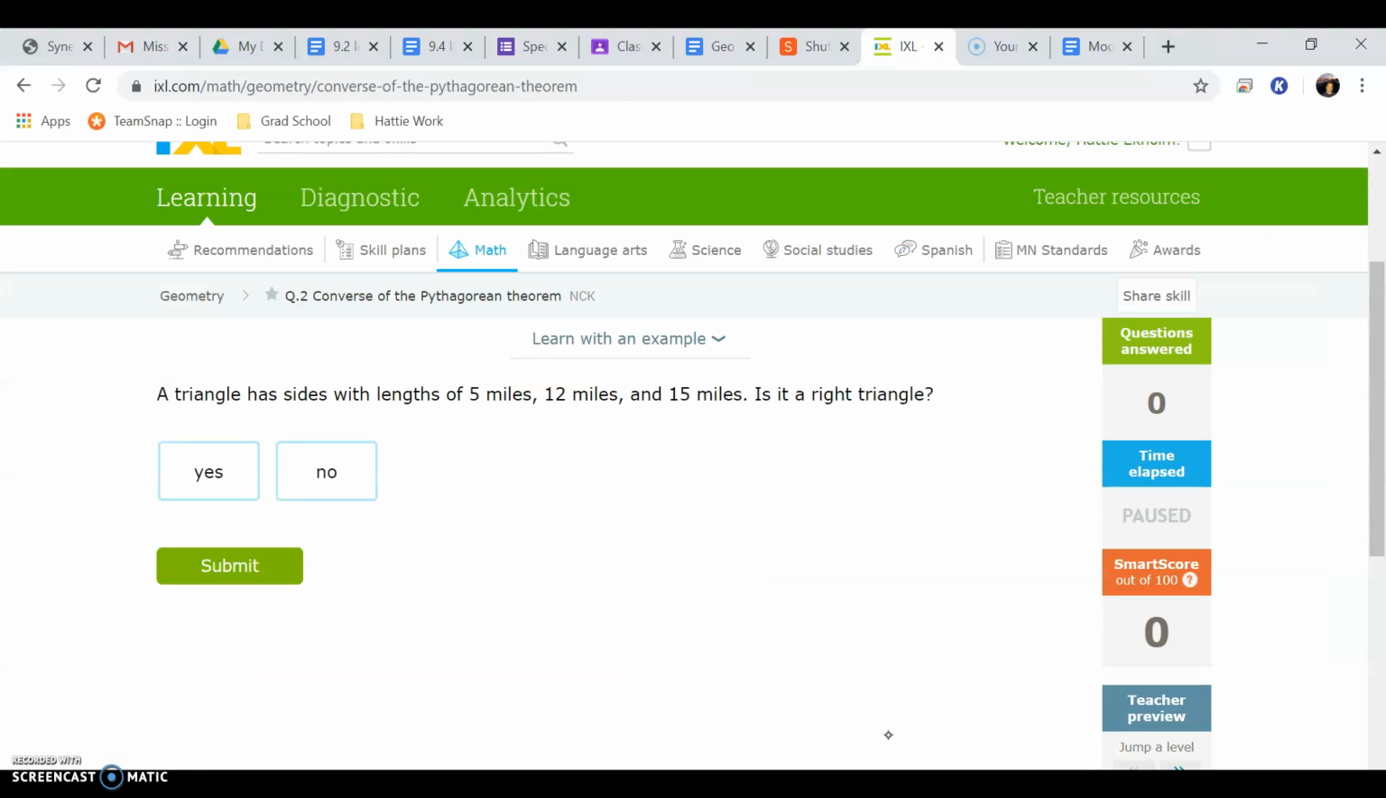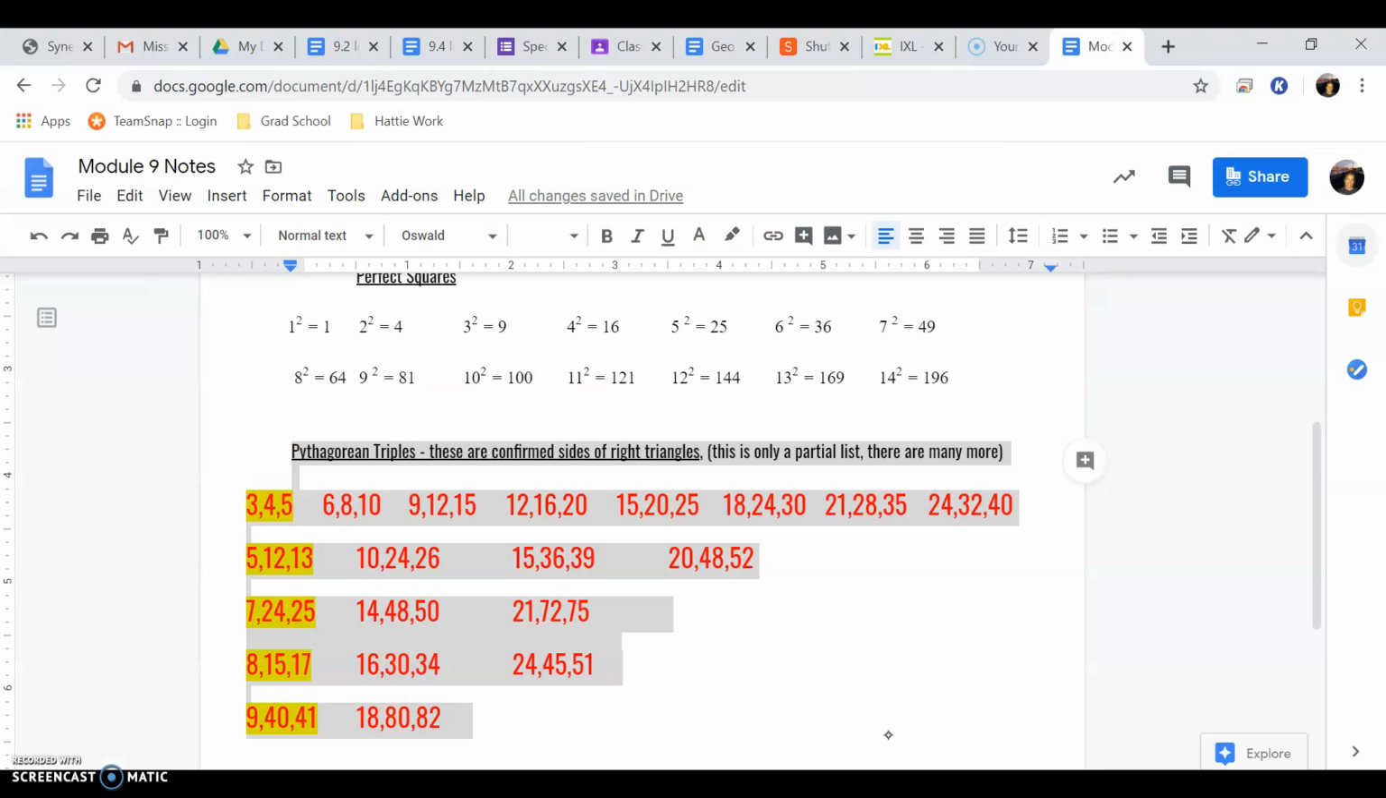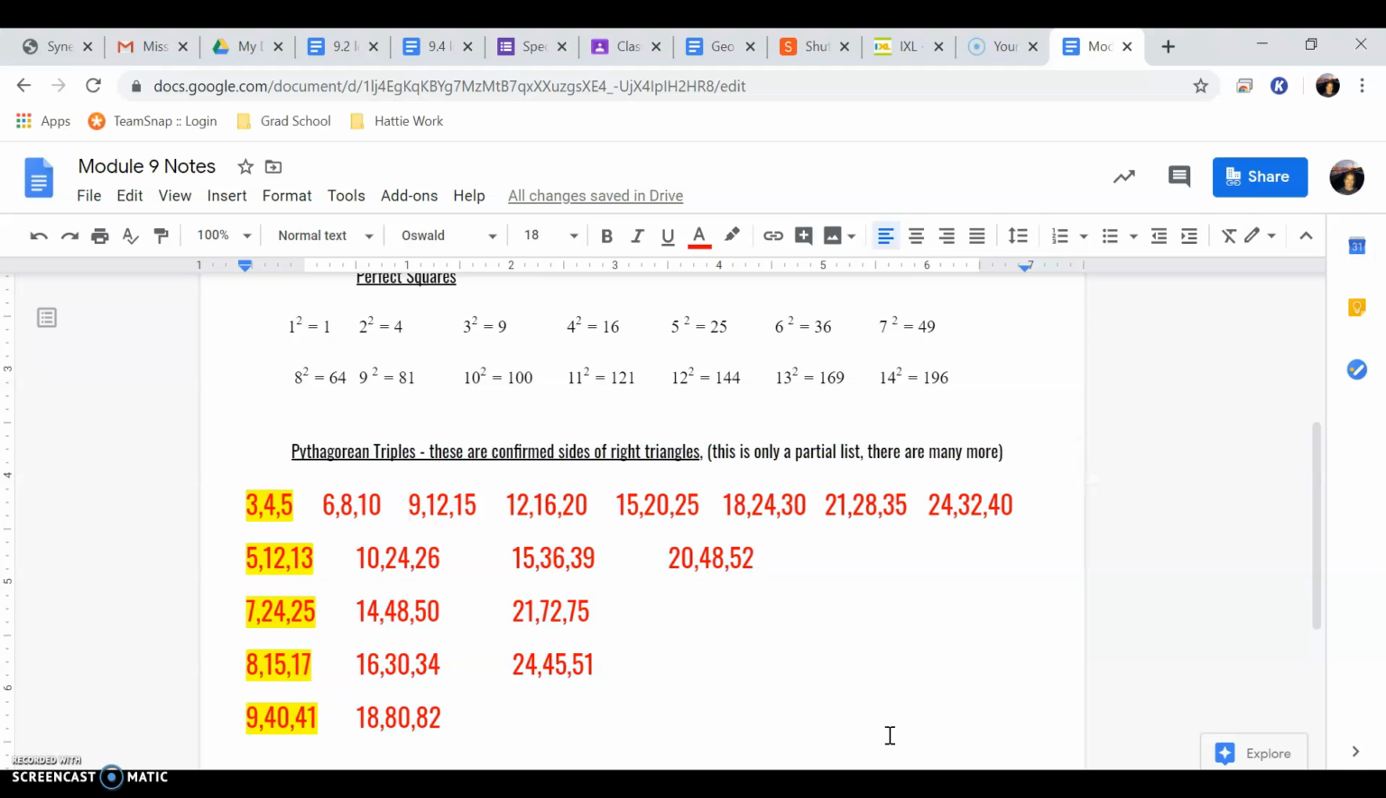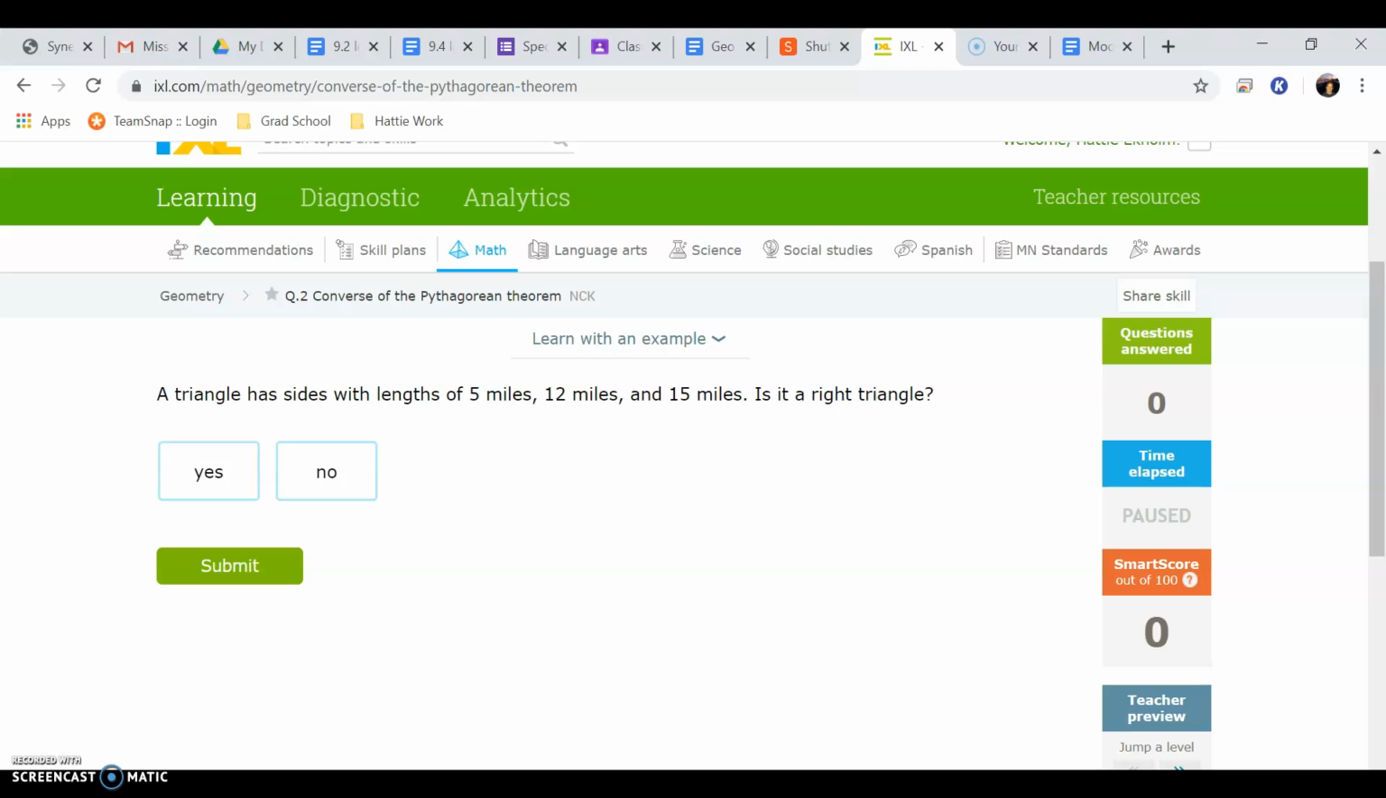All right, so here's our first example. It says a triangle has sides with lengths 5, 12, and 15. Is it a right triangle? So I'm going to look at my Pythagorean triples. Is 5, 12, and 15 there? I see 9, 12, and 15, right? You guys see that? But I don't see a 5, 12, and 15 anywhere. So what I could do then is try it. Is it going to let me right here? Shoot.